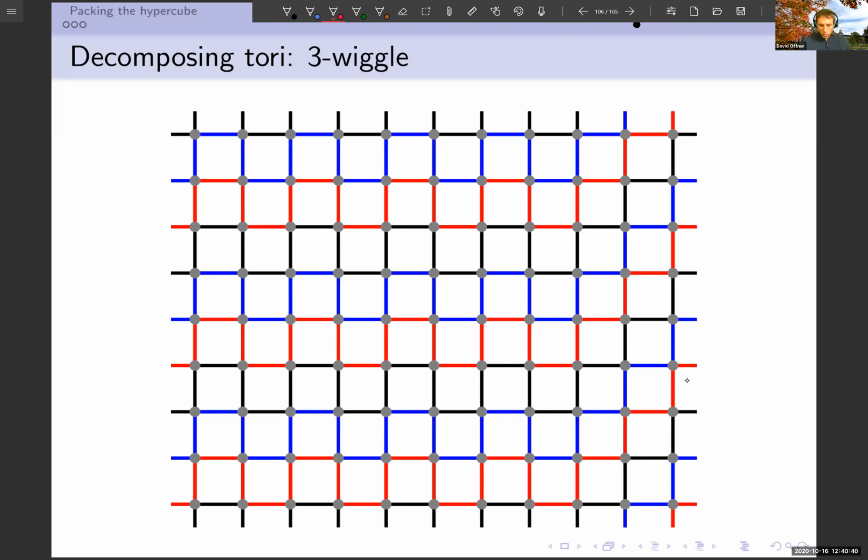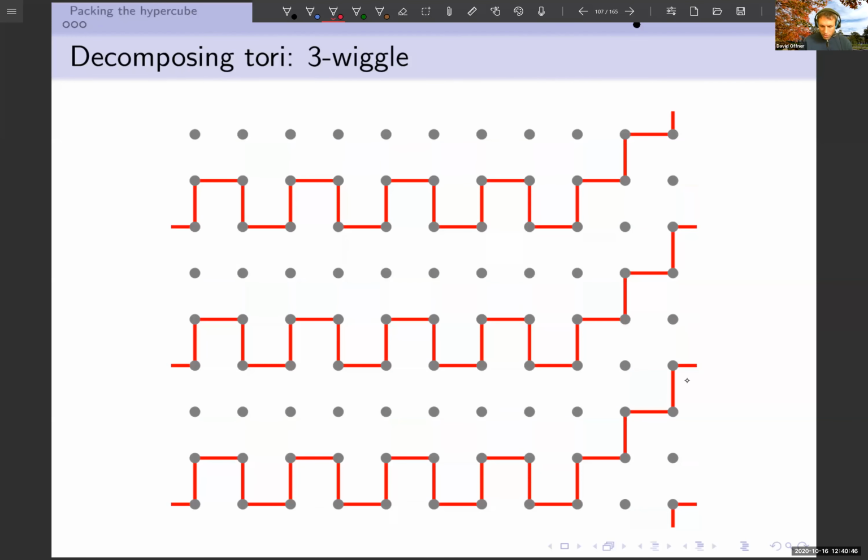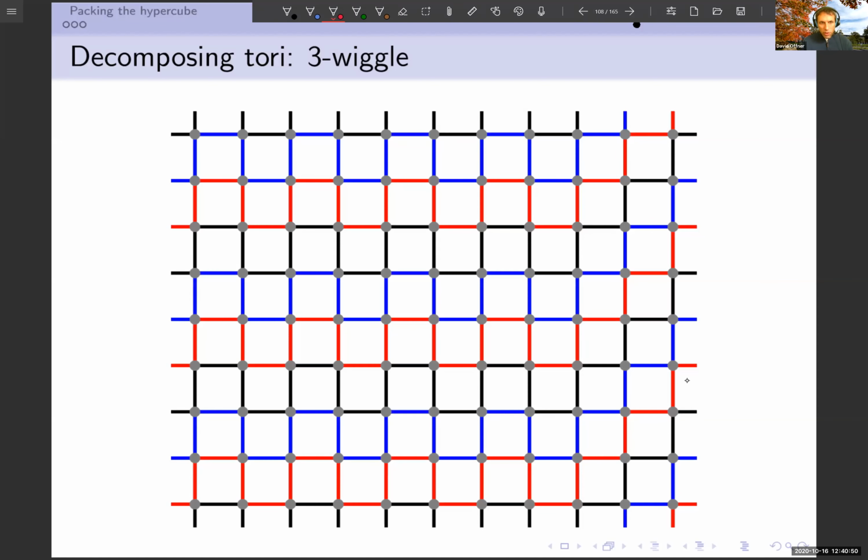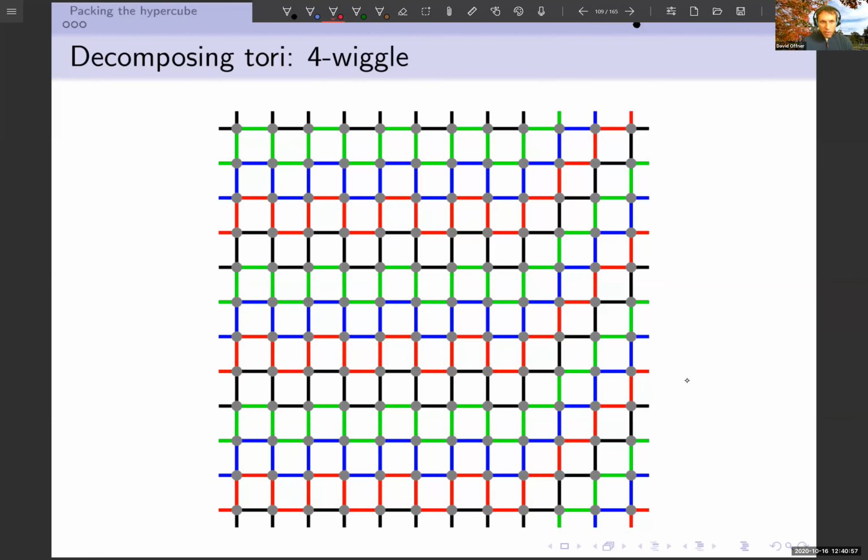If I have different divisibility conditions, I might be able to do a 3 wiggle. So here I have a red, blue, and black cycle. Here I'm isolating the red cycle. And now I'm showing you all 3 cycles again. There's a 4 wiggle. Again, as long as certain divisibility conditions are satisfied, I can divide into 4 cycles, etc.